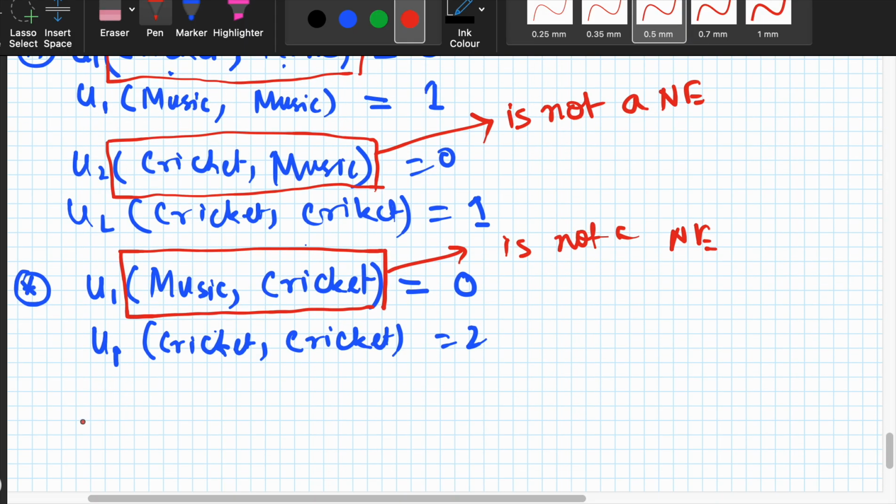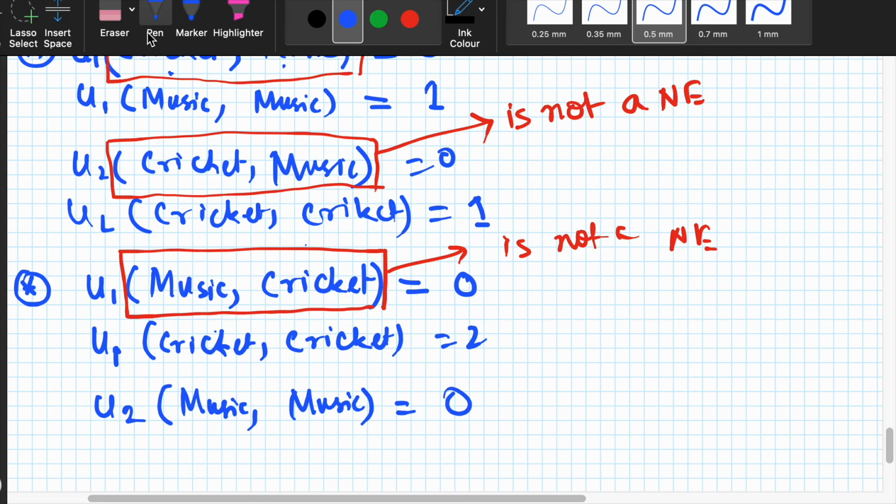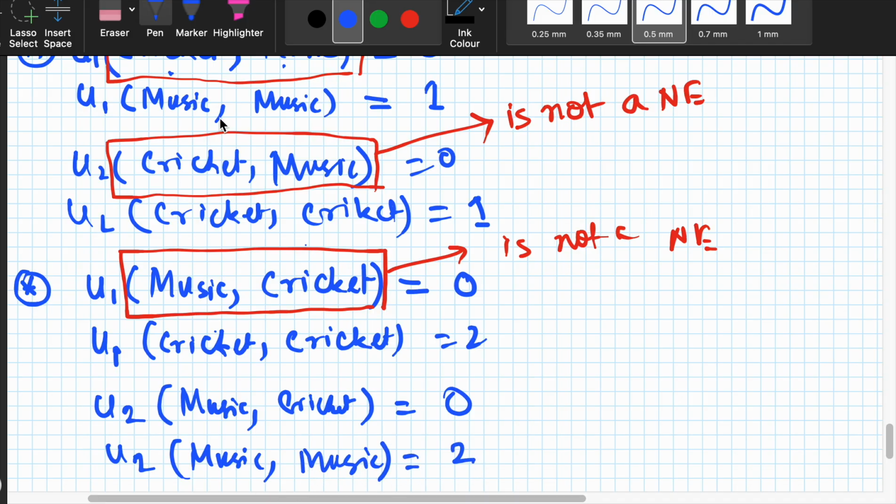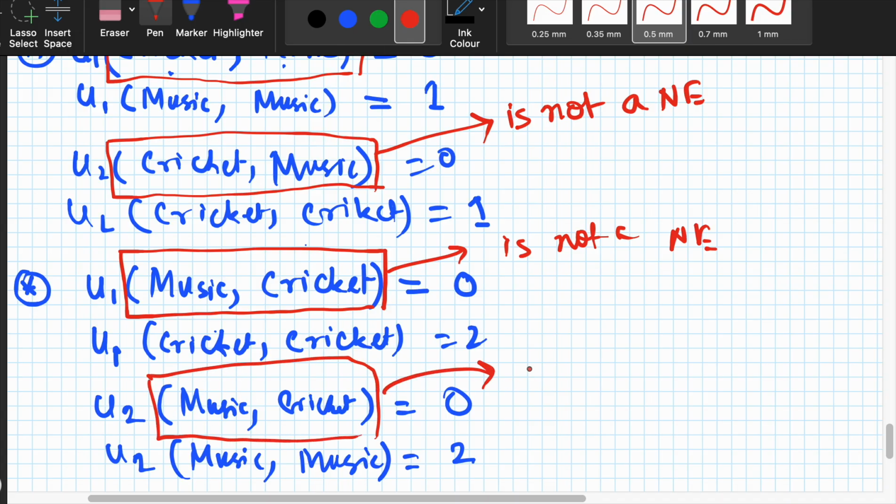And if you see from player 2's perspective, it is the same thing. From music, what gave her a payoff of 0? Cricket gave her 0. However, if she changes her preference from cricket to music when the other player sticks to music, she will get a payoff of 2. So player 2 also has an incentive to change her action unilaterally. So this is not a Nash equilibrium.